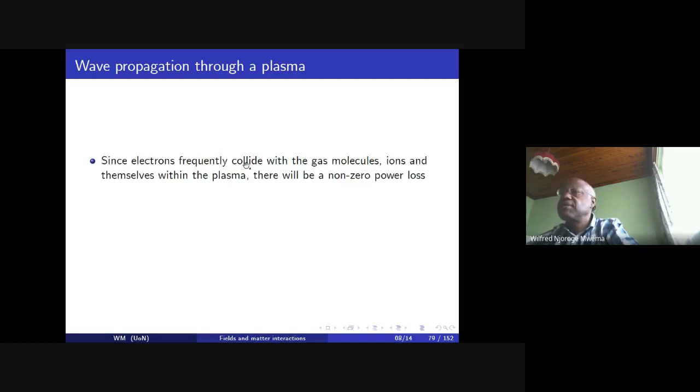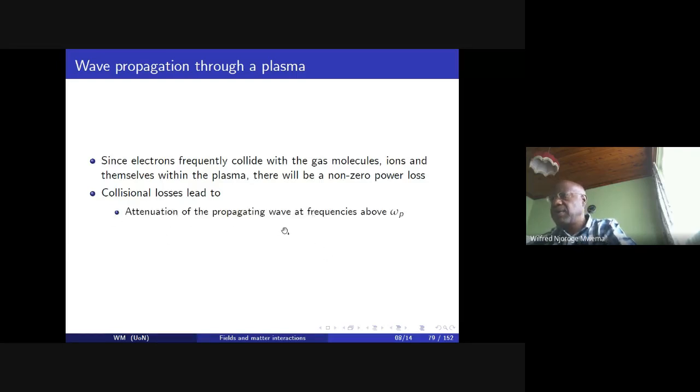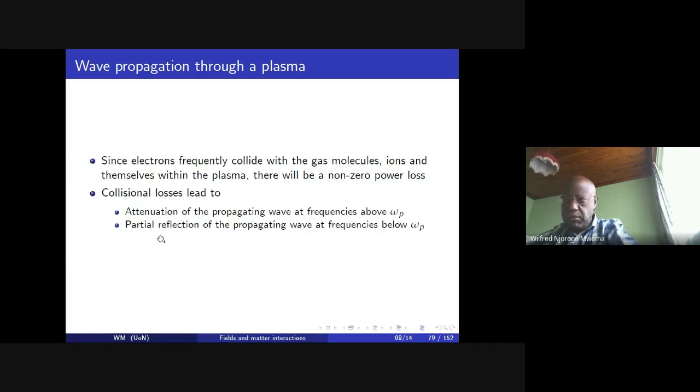Since electrons frequently collide with the gas molecules, the ions, and among themselves within the plasma, there will be a non-zero power loss. The collisional losses will lead to an attenuation of the propagating wave at frequencies above omega p. It will lead to partial reflection of the propagating waves at frequencies below omega p.